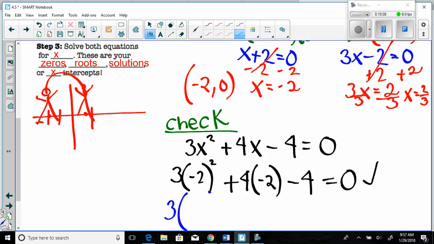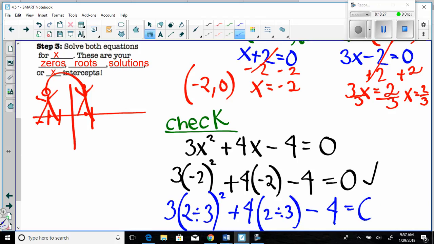All you do, when you see a fraction like this, you do 2, what's the fraction bar mean? What sign? Division. So you just do 2 divided by 3 in the parentheses. Plus 4, 2 divided by 3, minus 4. See if that equals 0. If it does, you know you get it. Does that make sense?